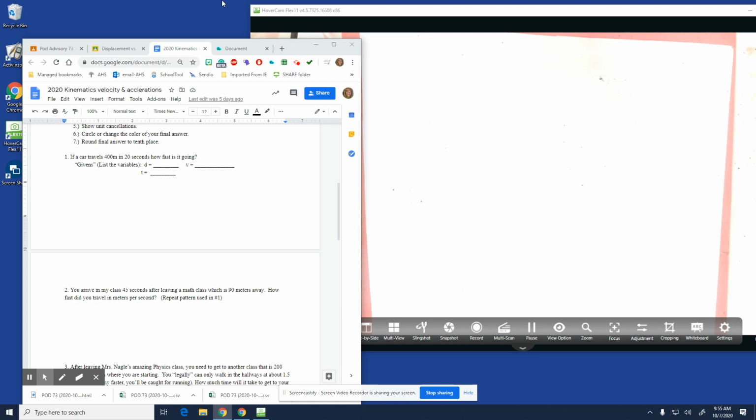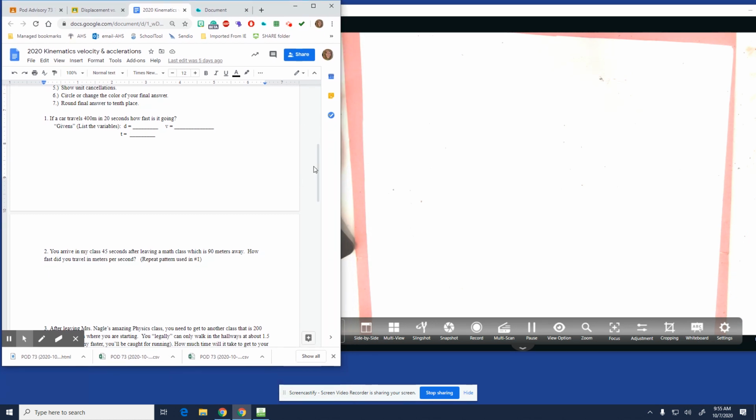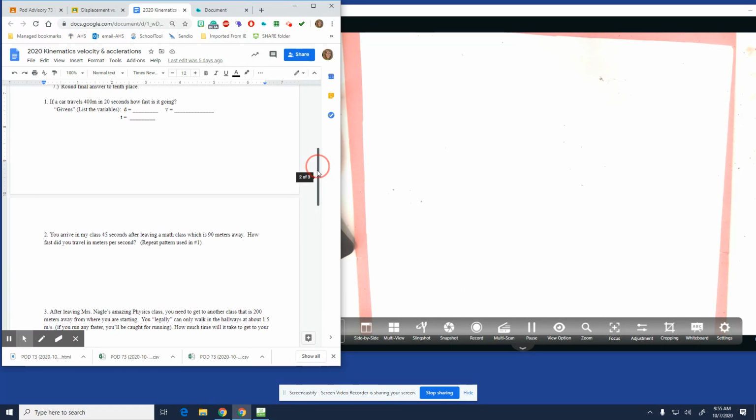Okay, I'm going to show you how to do this worksheet. I'm going to do it off to the side. Let's see if we can figure out how.